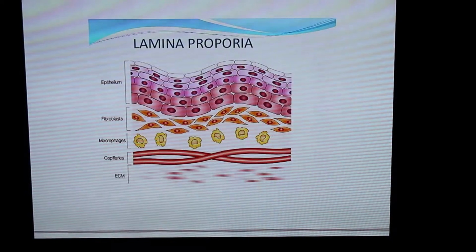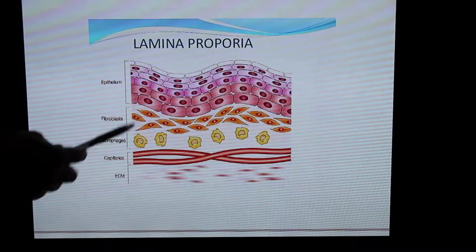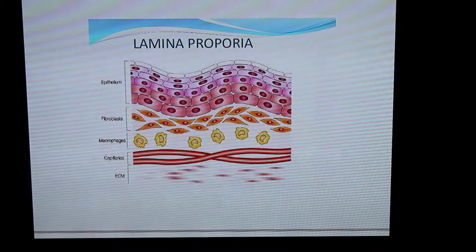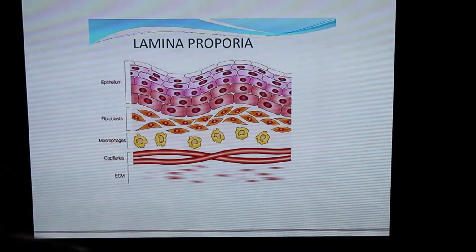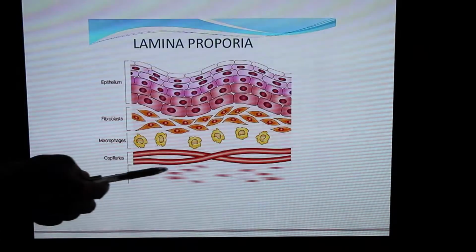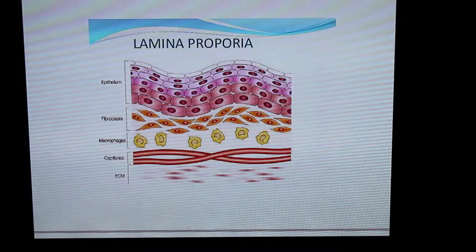It is not actually an electron microscopic picture, to make it look easy. It consists of fibroblasts, which are abundant in connective tissue of any part of the body. It consists of macrophages, inflammatory cells, capillaries, and extracellular matrix. Extracellular matrix consists mainly of collagen fibers, proteoglycans and glycoproteins. Proteoglycans have a defensive role and help in the immune system, and glycoproteins help in attachment of different cells with each other.